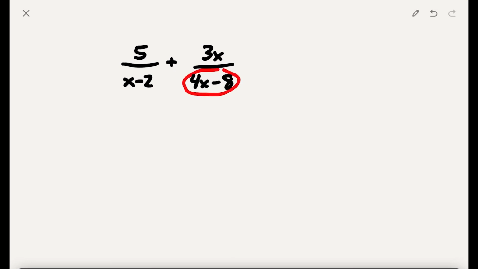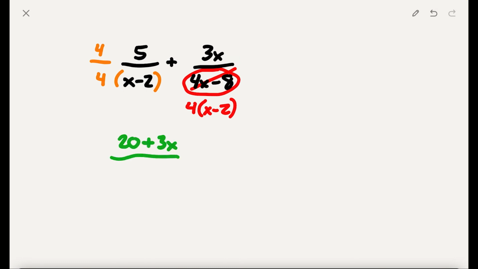All right, on to the next one. We have 5 over x minus 2 plus 3x over 4x minus 8. Okay, first thing I'm going to do here is, if you notice, this right here can actually factor to 4 times x minus 2. So it's kind of good to factor that out real quick, because then you can see this x minus 2 over here. If you multiply it by 4, you end up with the same denominators now. Okay, they're both 4 times x minus 2. So that means we have 20 plus 3x over that 4 times x minus 2, which is just going to be 4x minus 8 if you recombine it, and you have your final answer.